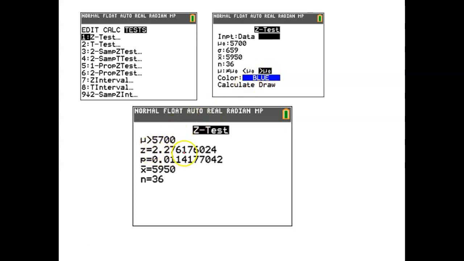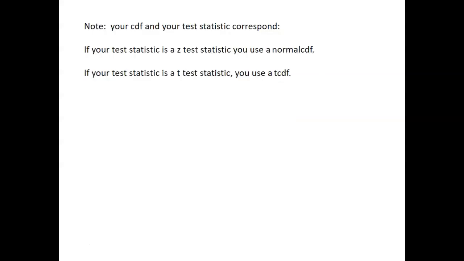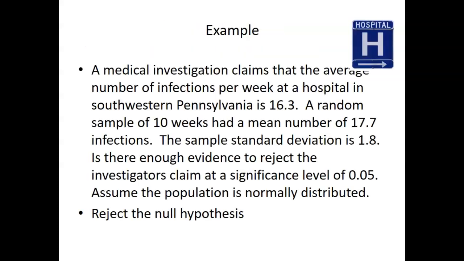And so here's the test statistic that we had found, and here is the p-value. Again, they may be slightly off just due to rounding, because every time we round within a problem, we compound our error slightly. Just to reiterate, if your test statistic is a z-test statistic, then you'll do a normal CDF, and if the test statistic is a t-test statistic, you're going to do a t-CDF. If you identify your test statistic incorrectly, it's going to mess the whole problem up, so really be careful about identifying that correctly.